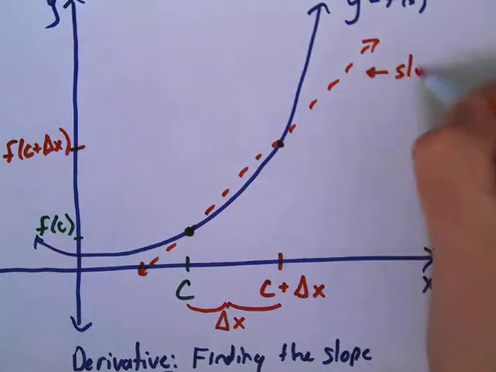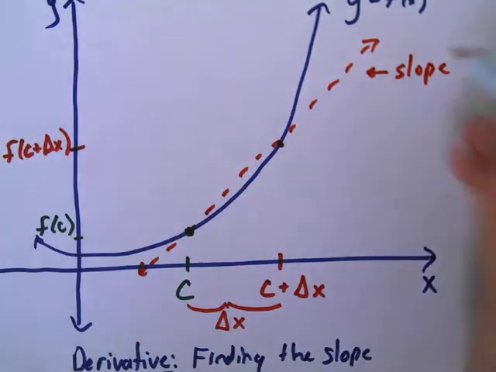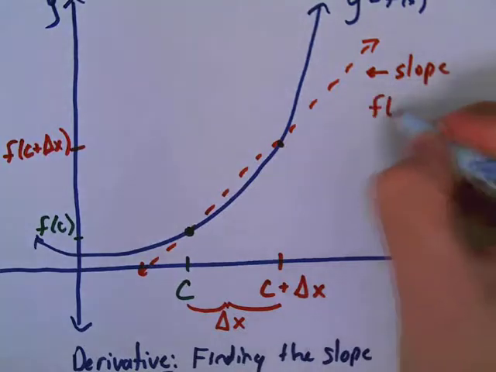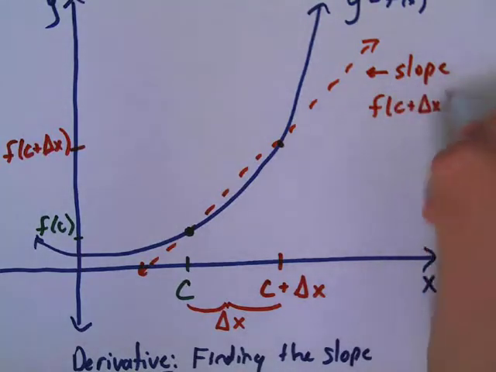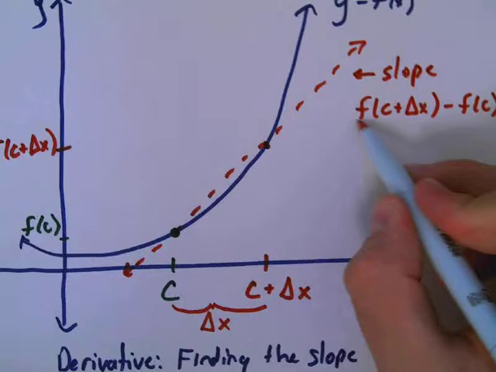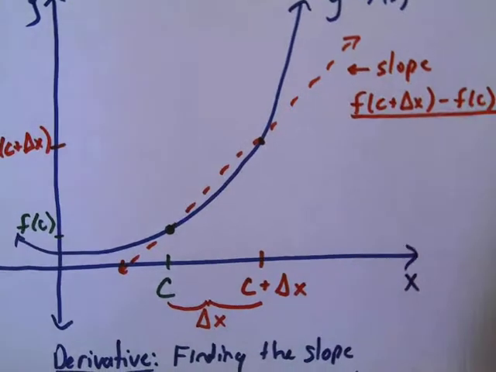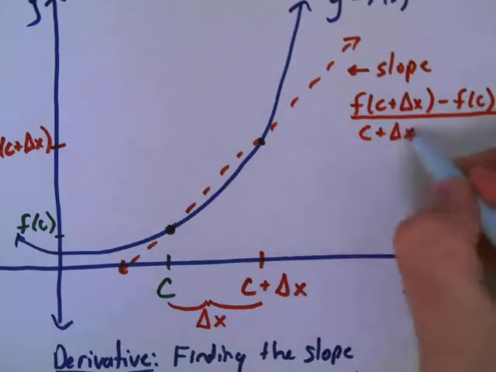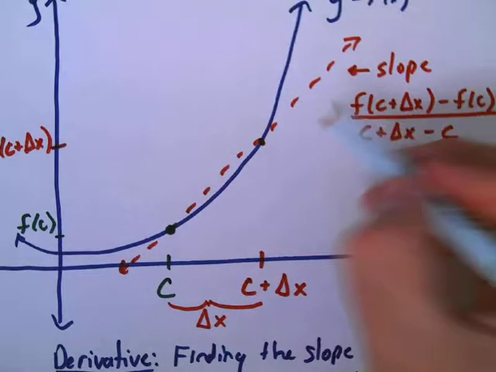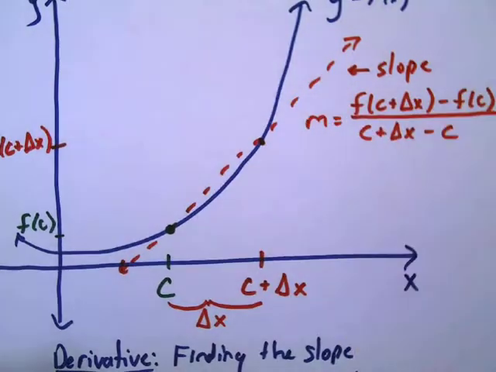So the slope of that particular line is just going to be like any other slope that you've done before. It's going to be y2 minus y1 divided by x2 minus x1. So that is the slope of that red line.